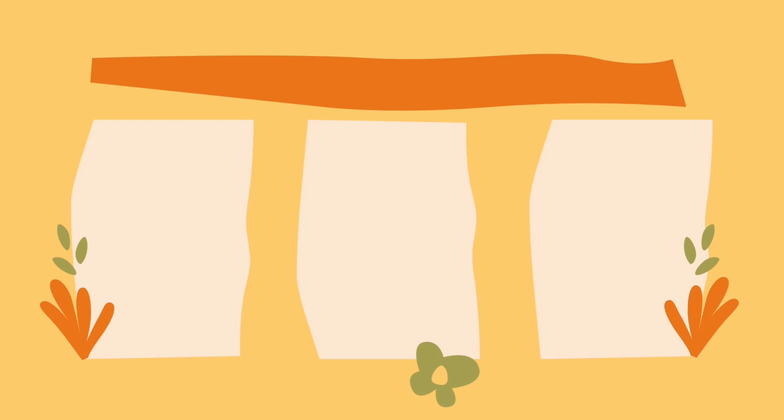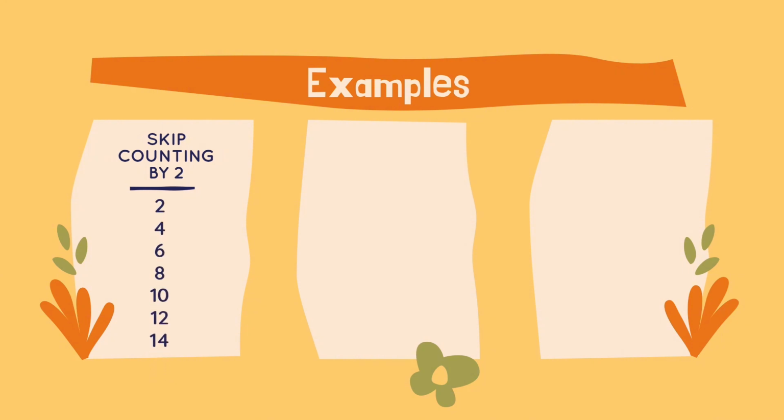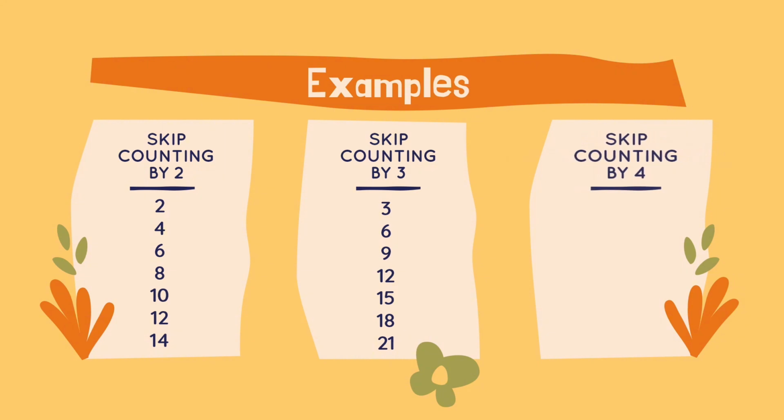Can you recall skip counting? Do you know how to? So let's have these examples. Let's try skip counting by 2. 2, 4, 6, 8, 10, 12, 14. Do you know what's next? I know you know. How about skip counting by 3? 3, 6, 9, 12, 15, 18, 21. Can you continue? How about skip counting by 4? 4, 8, 12, 16, 20, 24, 28. You can finish it up to 40.